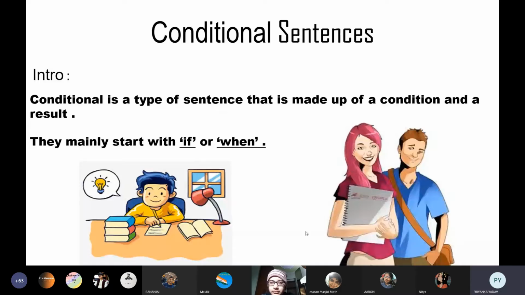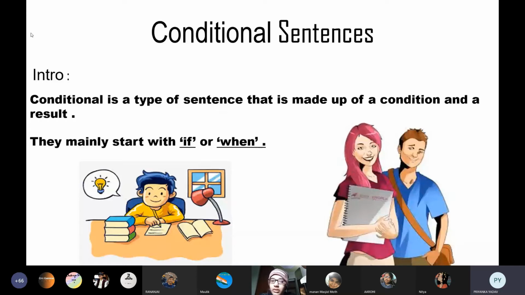A definition of conditional sentence first. Conditional is a type of sentence with a condition and a result. It means a conditional sentence consists of two clauses, right? And the first clause is called the if clause or condition clause, and the second clause is called the result clause, right?